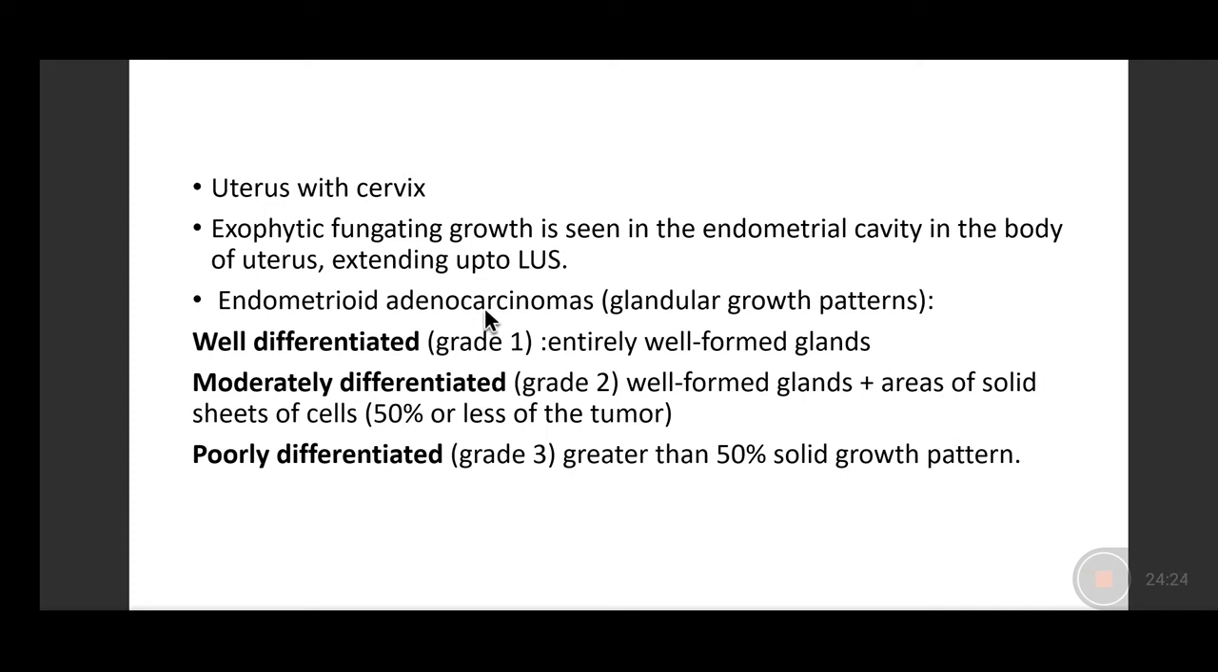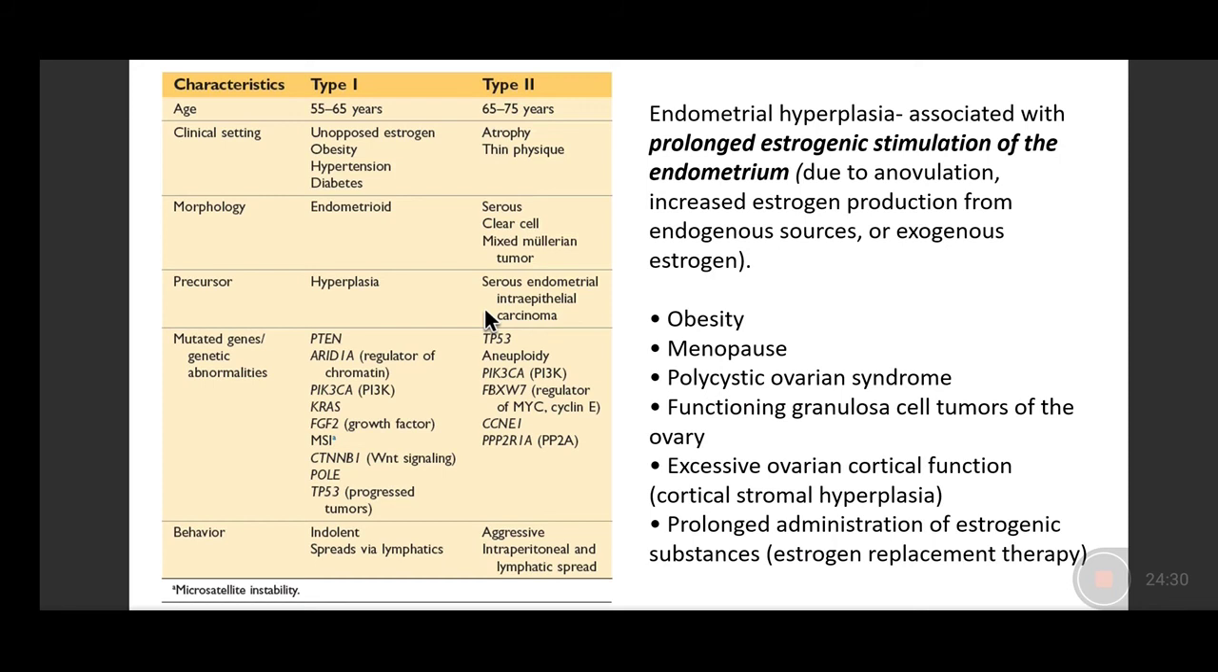And then we have the poorly differentiated tumors, in which the solid growth pattern is seen in more than 50% of the tumor area. So these endometrial tumors are categorized into type 1 or type 2.